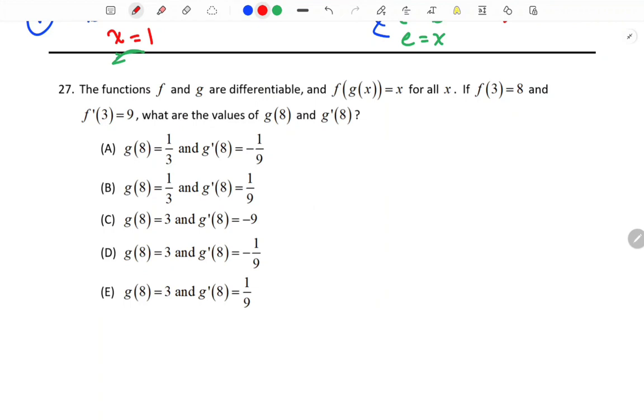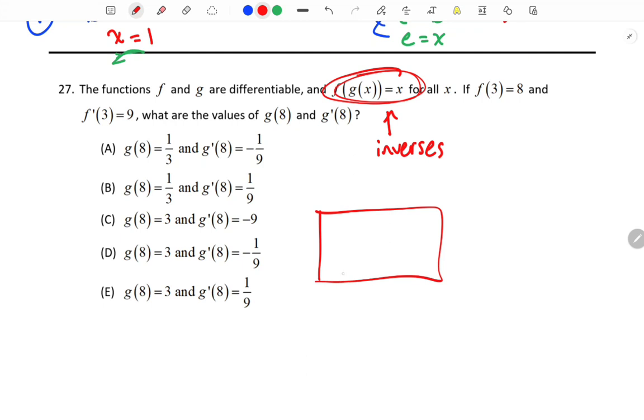Next up, we have the functions f and g are differentiable, and f of g of x equals x. This is telling me that these are inverses. Because I know those are inverses, I'm going to make this little chart. We want to find g prime of 8. So in order to find g prime of 8, we start off with g of 8, and g of 8 is flipped. So if f of 3 is 8, then that means g of 8 equals 3.